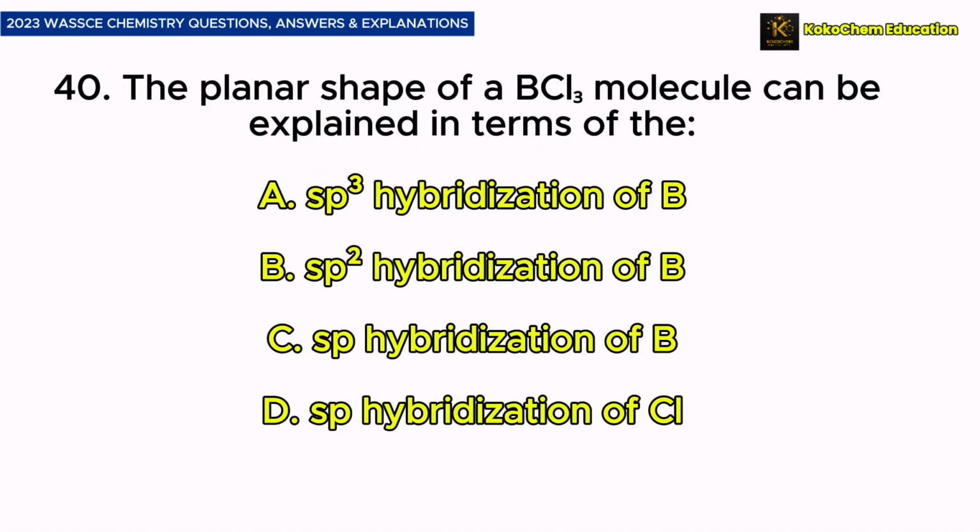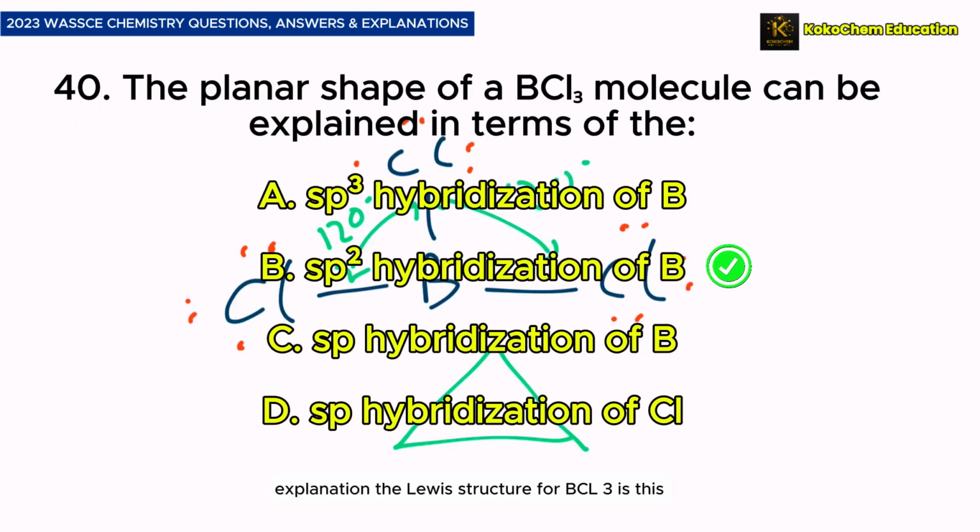The correct answer is B. sp2 hybridization of boron. Explanation. According to valence shell electron pair repulsion theory, if there are 3 electron domains, hybridization is going to be sp2.